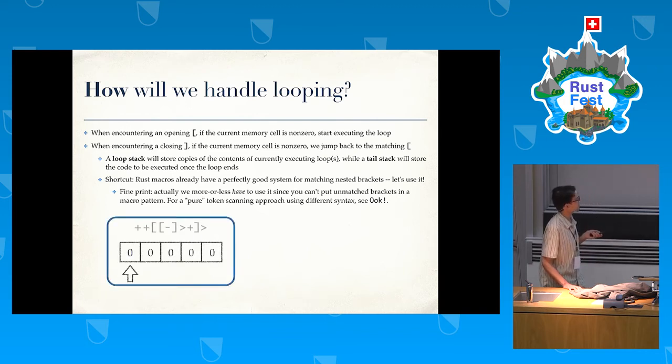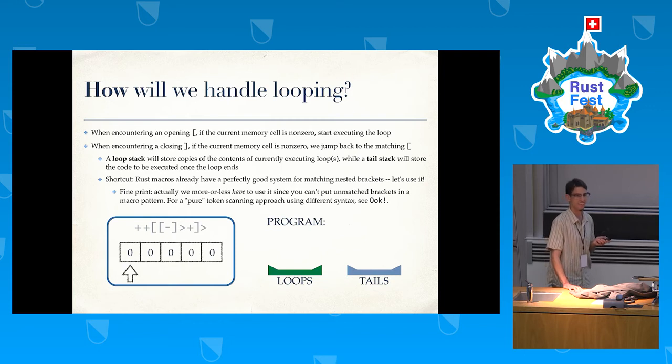Okay, so I'm going to try to illustrate this with the two stacks. So here's my machine again, and I'm showing three things: the rest of the program that's left to go, the loop stack, and the tail stack. So we're just going to run through this program. Okay, let's go. First, it's pretty easy. We're going to increment the current cell. And notice when an instruction executes, it gets popped off of the list of instructions that are left.